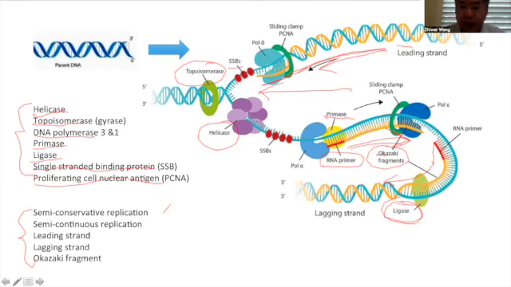Okay, this is how DNA replication occurs. I hope that you understand by now, and also understand the concepts in the process. Thank you.